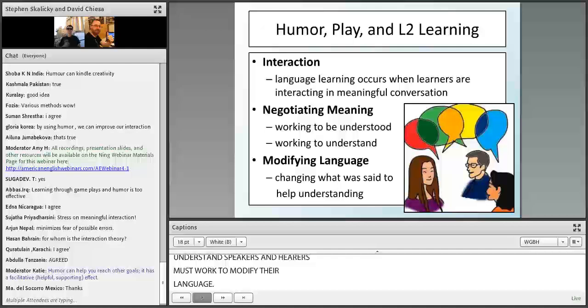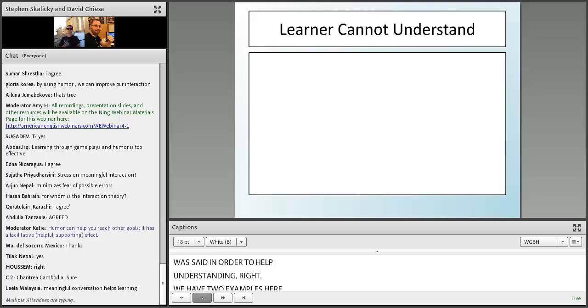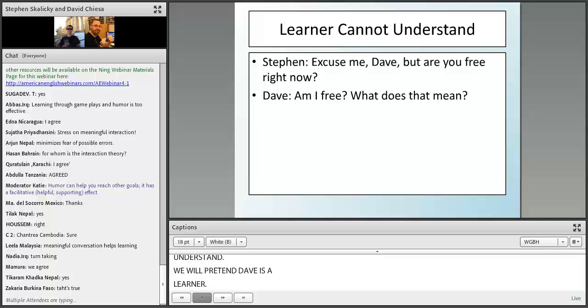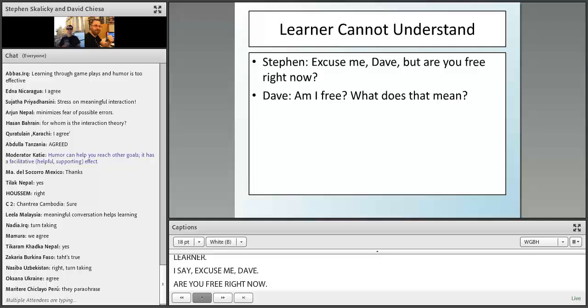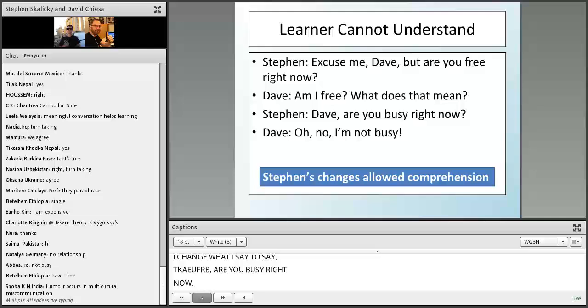We have two examples here. So let's think of a situation where a learner cannot understand. And we'll pretend Dave is a learner. Okay. So I say, excuse me, Dave, but are you free right now? Am I free? What does that mean? So clearly some sort of misunderstanding has gone on here. So I change what I said to say, Dave, are you busy right now? Oh no, I'm not busy. Right, so the modification of my language has helped Dave understand me, right?